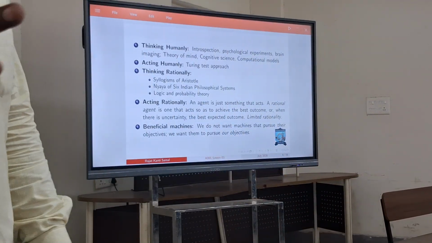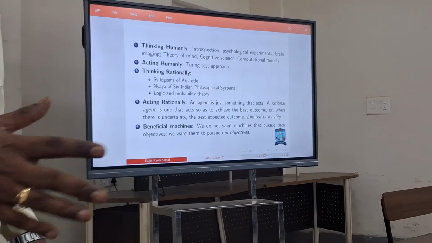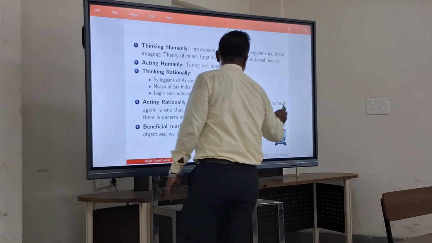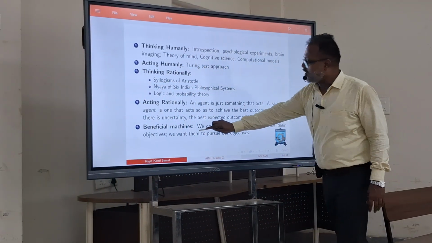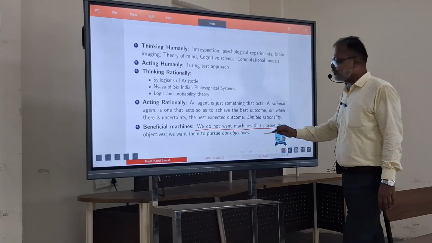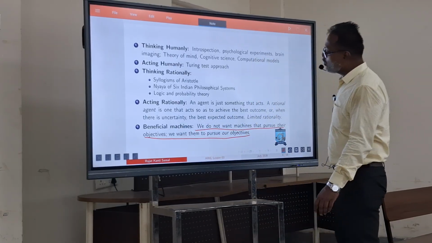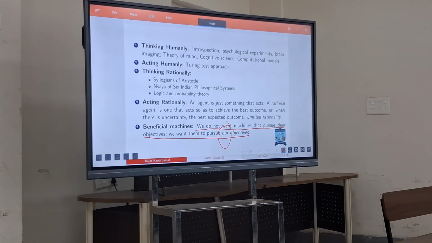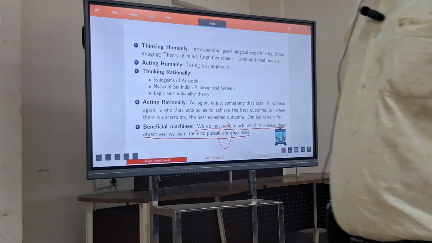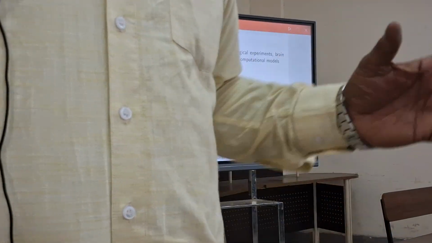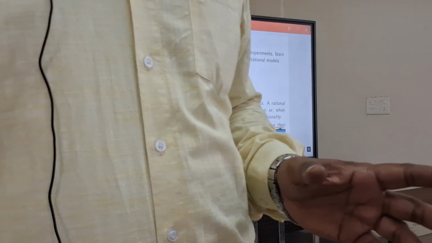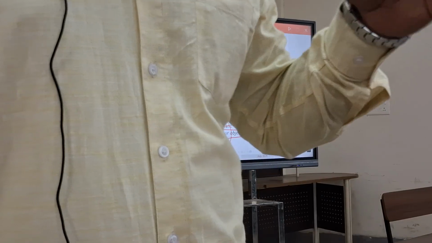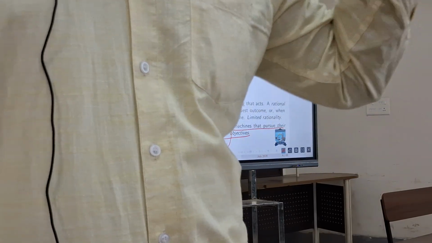What actually is the objective of building AI? Eventually we want machines which are beneficial to human beings, beneficial machines. So this is very important. We do not want machines that pursue their objectives, but we want them to pursue our objectives. It's like if you are working in a corporation, most likely if you say that I want to do this, no, you cannot do that. You have to pursue the objectives of the organization. You cannot just randomly do things on your own. That you can do in your free time.